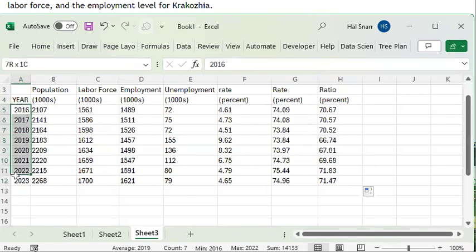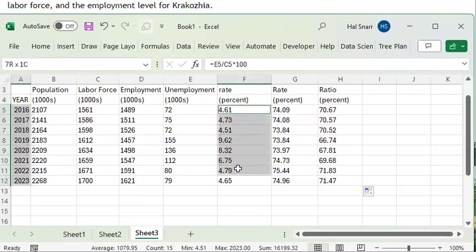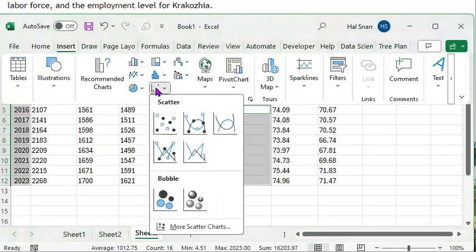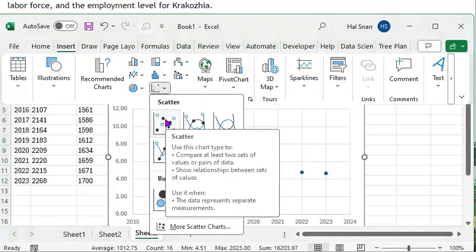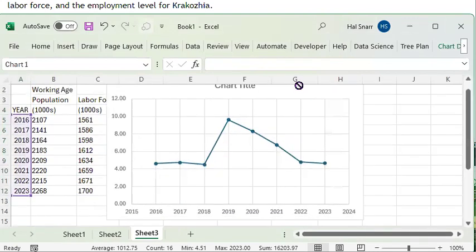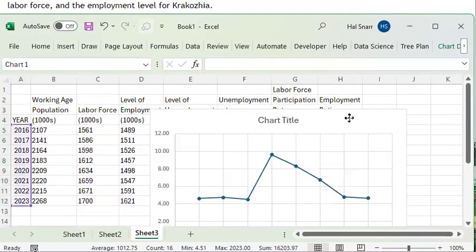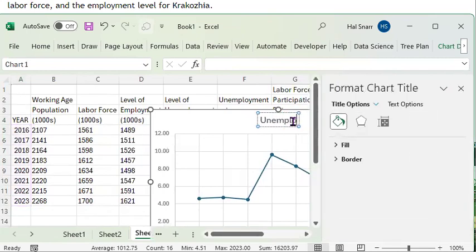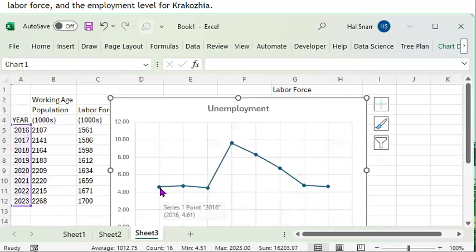Let's do this. We'll do the years and then the corresponding unemployment rates. Then we're going to go to insert. We're going to click on a scatter plot with straight lines, right? And this is the unemployment rate over time. And it looks like the unemployment rate is pretty constant, and then it spikes, and then it declines, and then it's back to where it was, right?